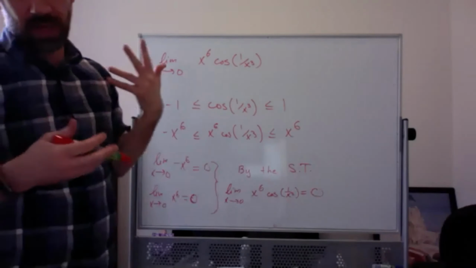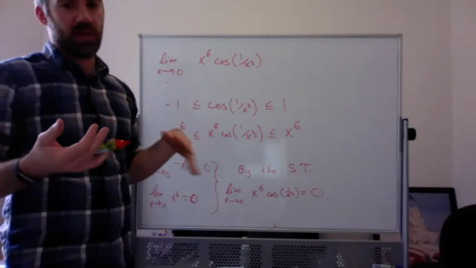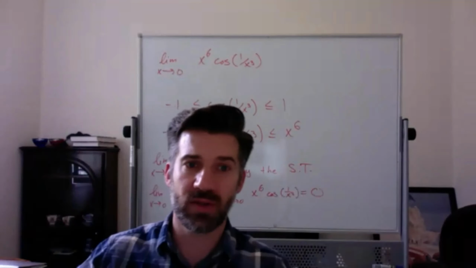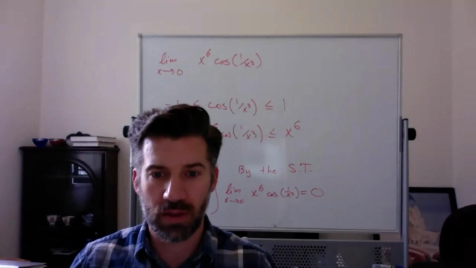But generally, what I look for if I'm thinking squeeze theorem is I'm probably looking for a cosine or a sine to be between -1 and 1. And just to kind of show you what the graph of this looks like, let me share my screen again.